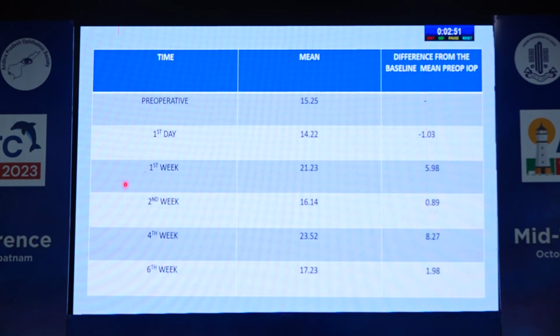And on the first postoperative day, there is a dip in the intraocular pressure by 1 millimeter in the mean. And at the end of 1st week, there is a rise by 5.98 millimeters from the basal mean IOP. And at the end of 2nd week, again it has plateaued back to 0.89 increase. And at the end of 4th week, there is an increase of 8.27 mean IOP from the baseline. And at the end of 6th week, it has come down again to 1.98.